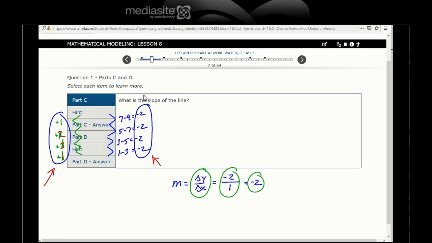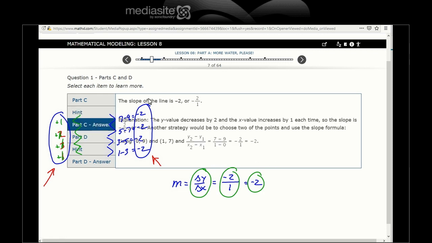Okay, so part C, what's the slope of the line? Okay, we kind of just did that already. Their hint. Oh, okay, I'm going to say -2. And of course, what they did, -2. They also did both strategies. This was what I did. They used two points on the line, and you just use the equation.